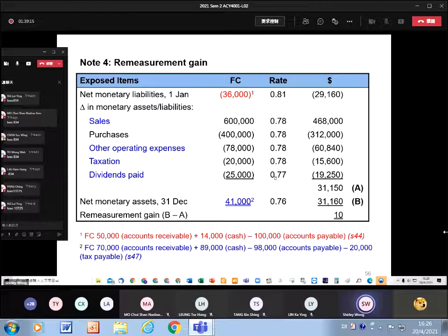Okay, and then we put it here, and then according to the different rates, here is historical rate, here is average rate or actual rate. The amount should be 31,150. However, according to the closing rate, it is 31,160. And then B minus A, it is a positive figure.